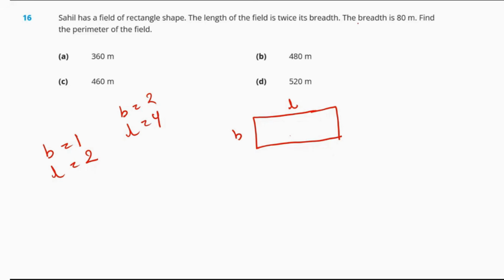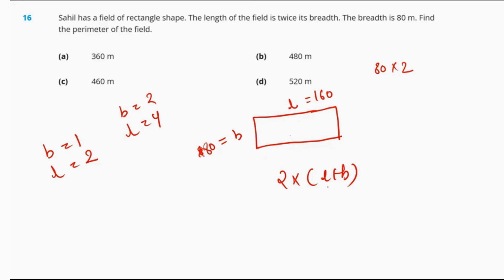Now it is given that the breadth is 80 meters. If this is given to us as 80 meters, what will be the length now? The length will be 160 meters, that is 80 into 2, right? Now we have to find the perimeter of the field. What is the formula for the perimeter of the field? It is 2 into length plus breadth, right?